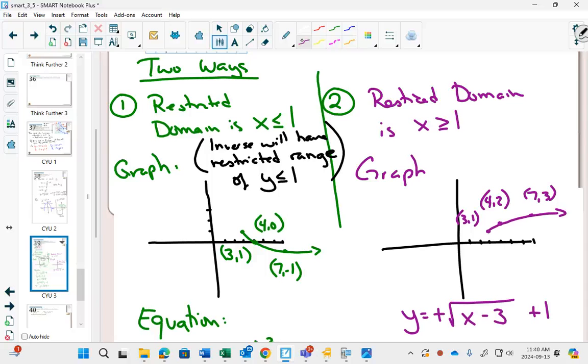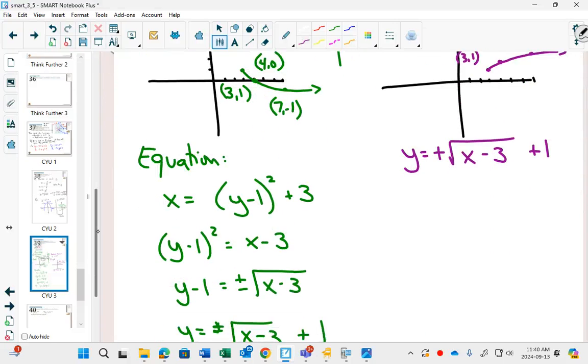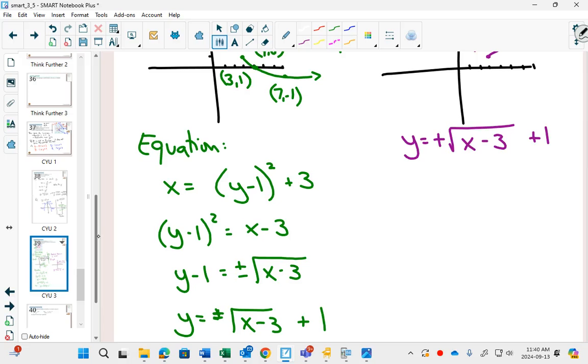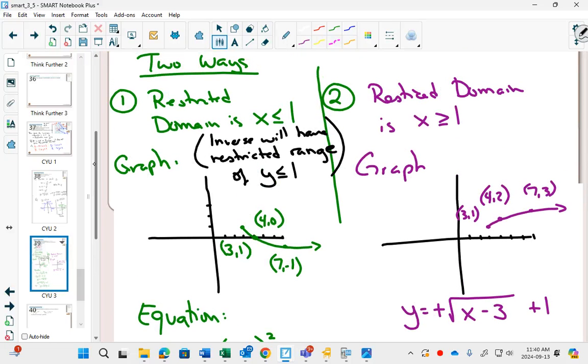Anytime your range is going down, you will know that your square root needs the negative. This one would have a restricted range of y bigger than or equal to 1. That would have to be a positive square root. So there's a couple of ways to determine, because every time you do the equation algebraically, you're going to get the plus or minus, and you have to decide which one goes with which.